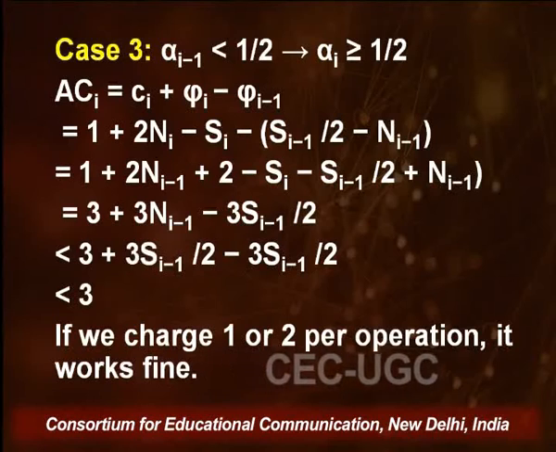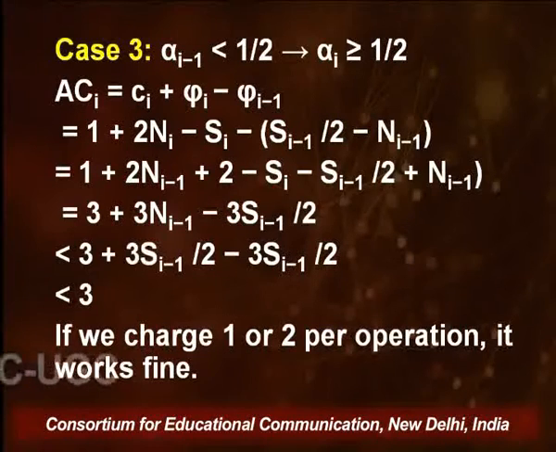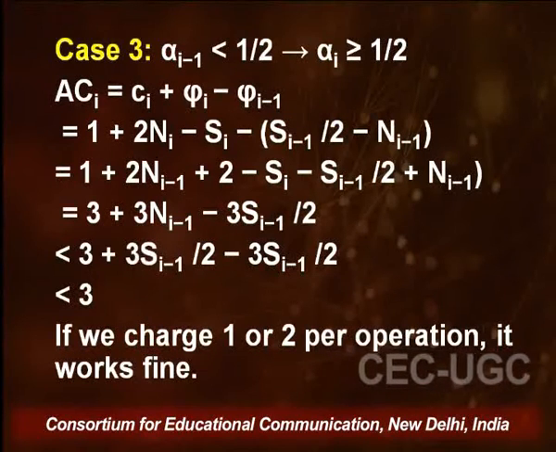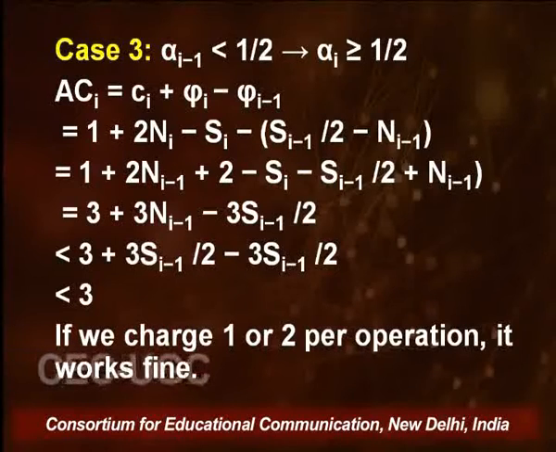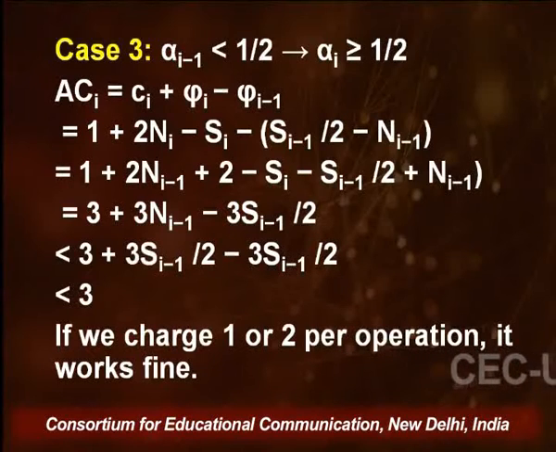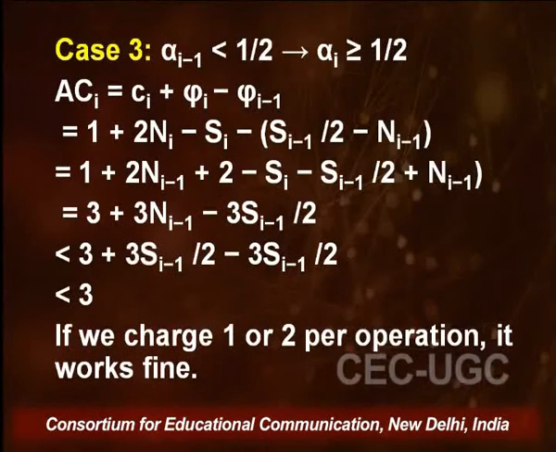Coming to the scenario where the ith operation is an insertion operation, because we are presently discussing insertion operation, and this is changing the category. Changing the category means alpha i minus 1, that is load factor before the ith operation, is less than 1 by 2, but the moment we perform the ith operation it is going to go greater than or equal to 1 by 2. So now the category of load factor has been changed from less than 1 by 2 to greater than or equal to 1 by 2.